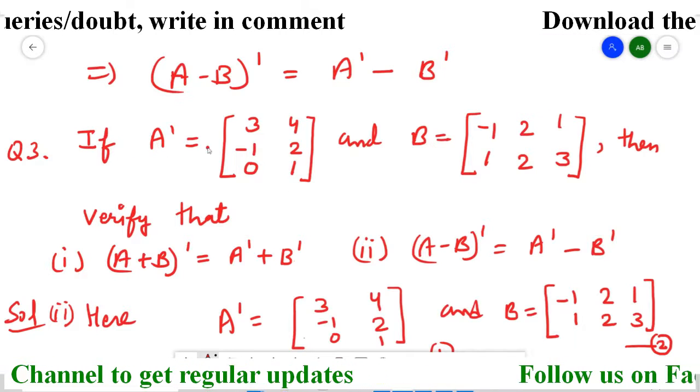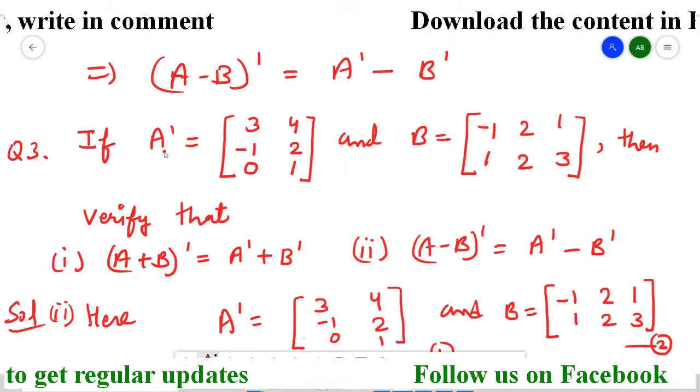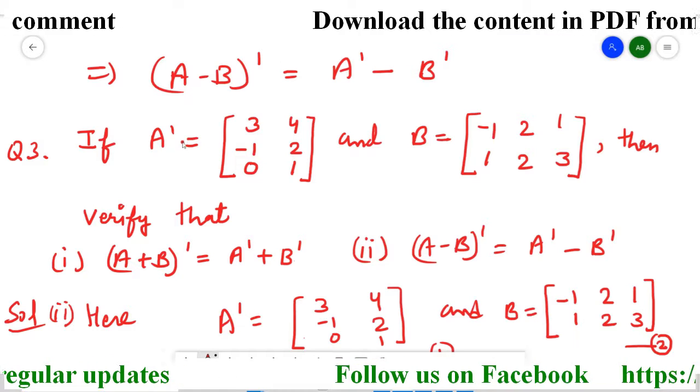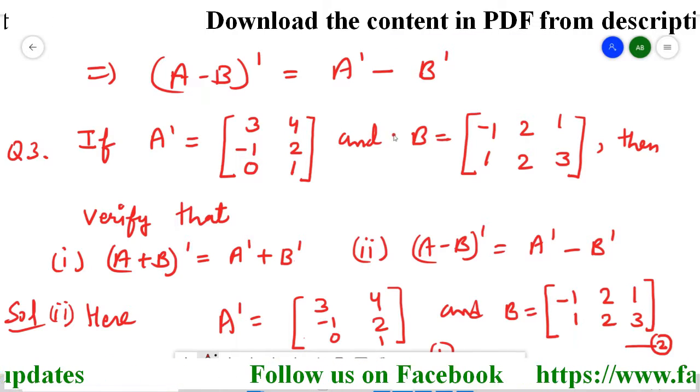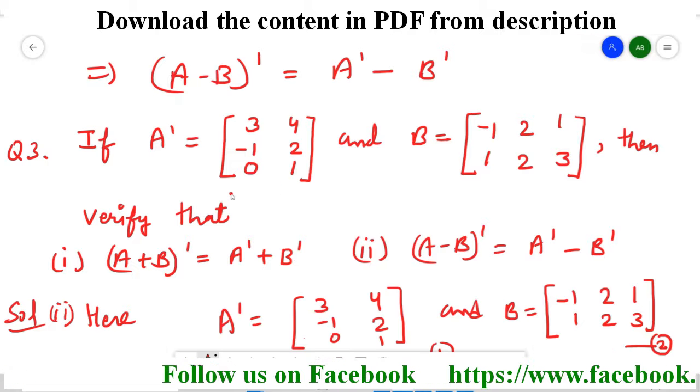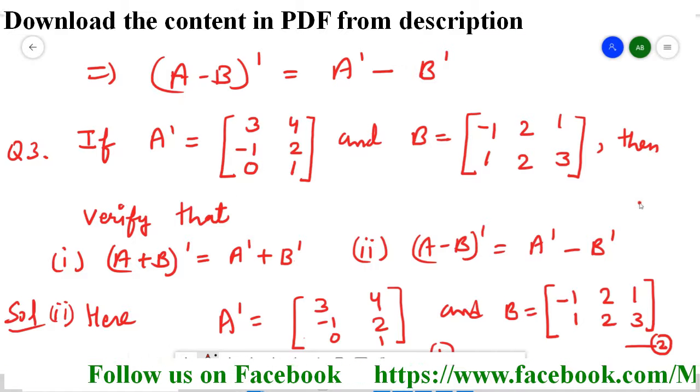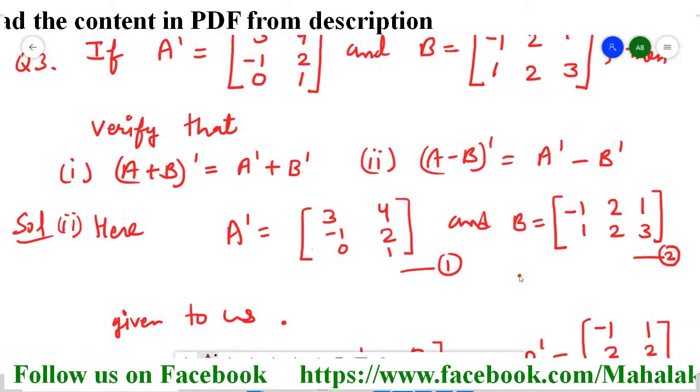So here the transpose of matrix A is available to us. So this is A matrix transpose, not A. So it's A matrix transpose and it's B matrix itself. And with the help of this, we have to prove the same result again. So again, I am going to prove the second part.